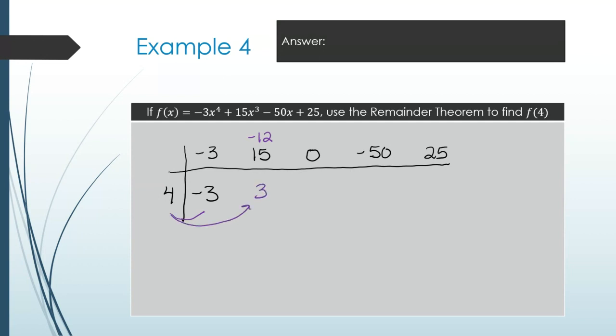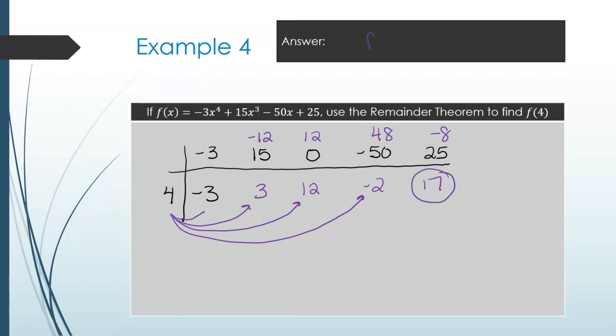Then I do 4 times 3, which is 12. 12 plus 0 is 12. 4 times 12 is, let's see, 4 times 8, so that's going to be 48. 48 minus 50, -2. 4 times -2 is -8. 25 minus 8 is 17. So I just did all of that in my head, because I know my multiplication, and the final answer is 17. So f of 4 is equal to 17.